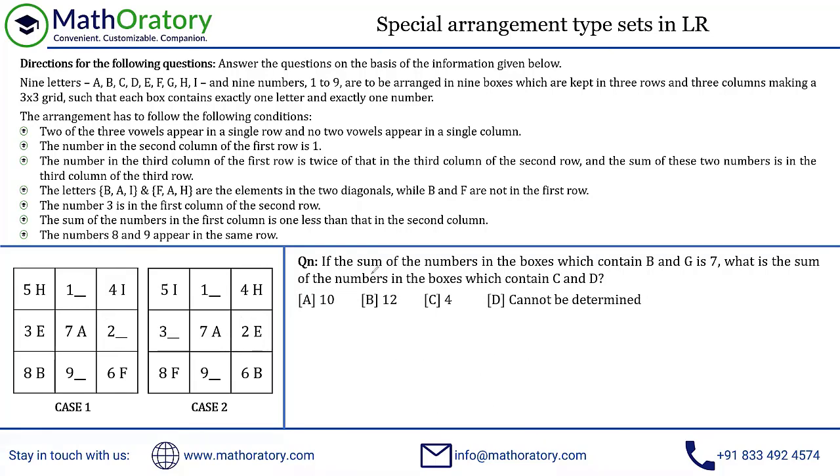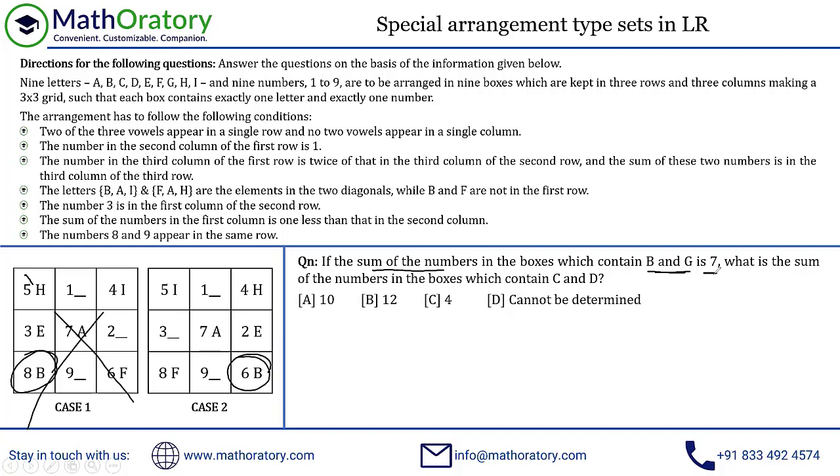Okay, so it says if the sum of the numbers in the boxes which contain B and G is 7. Now, if I think about B, in the first case, this is not even possible because B itself is 8. So how can you have a sum of 7? There are no negative numbers here. So eliminate the first case. So B is 6. So this is the case.